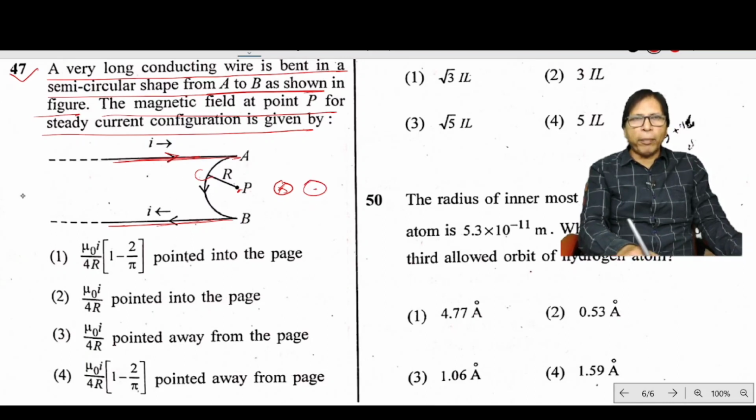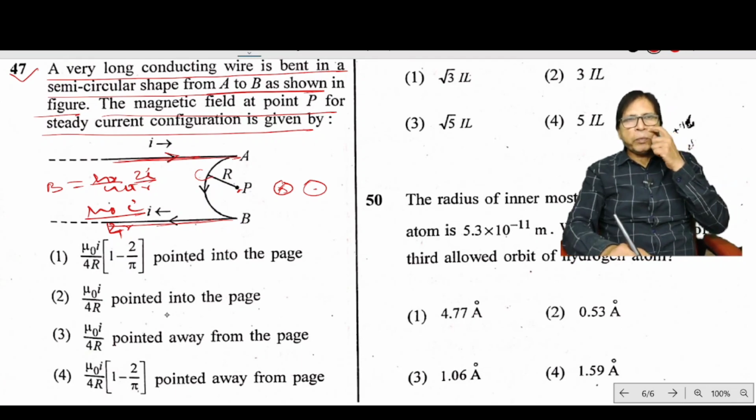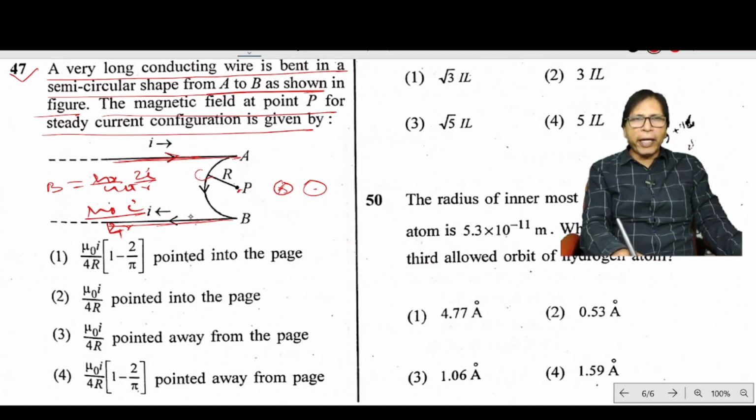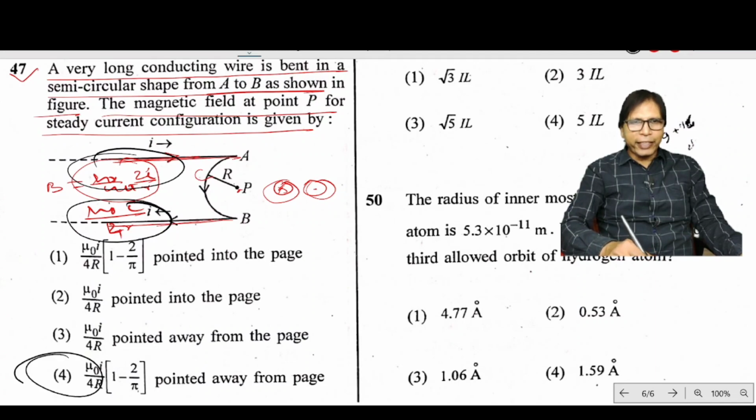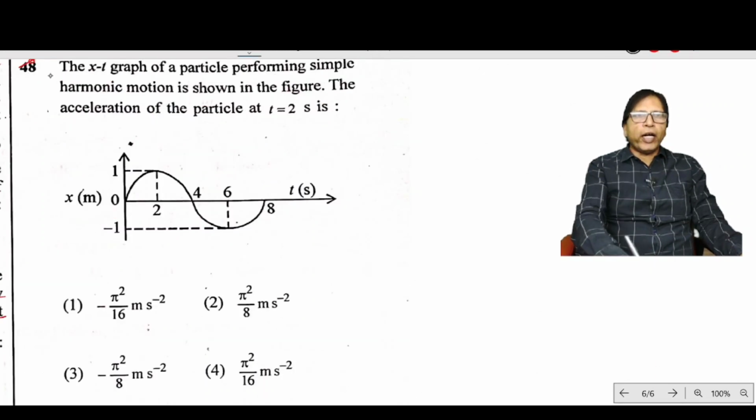First of all, the inward magnetic field is mu naught by 4 pi into 2I by r. Now the outward magnetic field is mu naught I by 4r. Now this is mu naught by 4 pi and this is 2 by. The outward magnetic field is greater than the inward magnetic field. So the net magnetic field equals outward magnetic field minus inward magnetic field, that is this magnetic field minus this magnetic field. So this is the correct option. Okay.